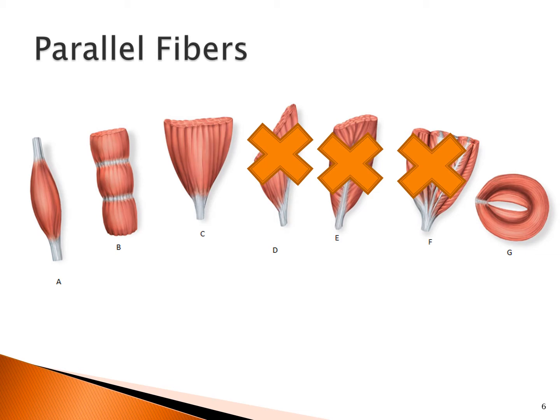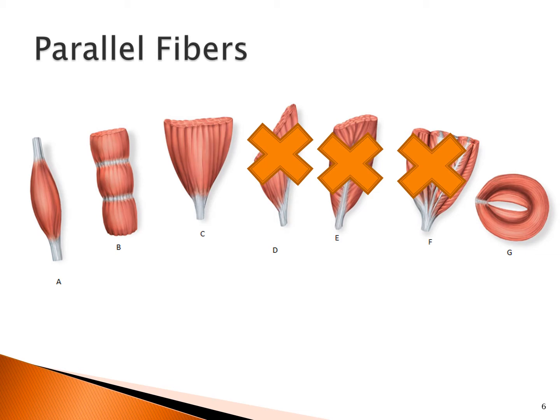Letter G here, we're looking at a sphincter or circular arrangement. And this type of muscle fiber arrangement surrounds openings and functions to close them upon contraction. So one example of this would be the orbicularis oculi, and that is a muscle that surrounds your eyes and allows you to blink. And again, the circular arrangement can allow us to kind of close that circle when it contracts.